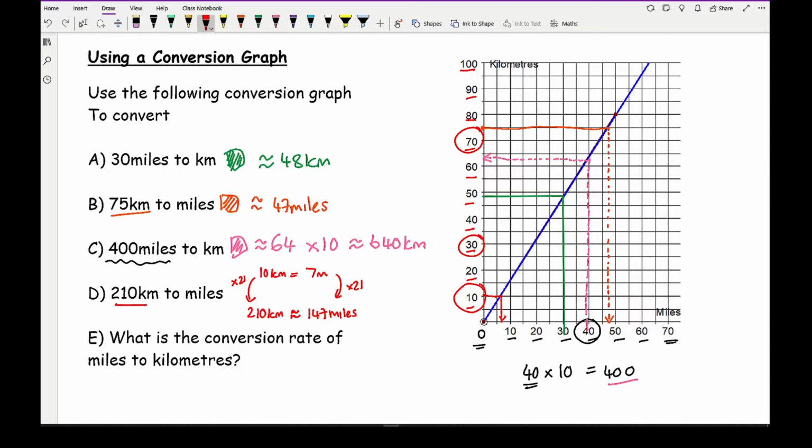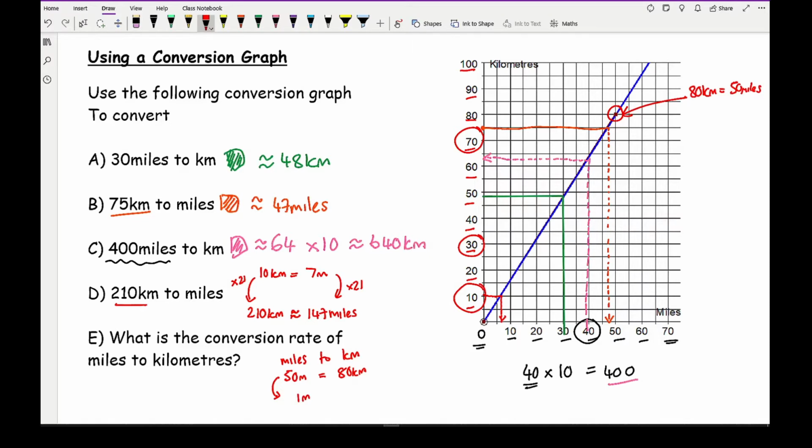Now, when it comes to question E, this is asking for the conversion rate of miles to kilometers using this graph. For this, what I would recommend is that you use an exact value that you've been given. Here you can see we've got a dot, and this says that 80 kilometers is equal to 50 miles. If I just write that down, we're wanting miles to kilometers, and I know that 50 miles is equal to 80 kilometers. Now I want to know the conversion rate.